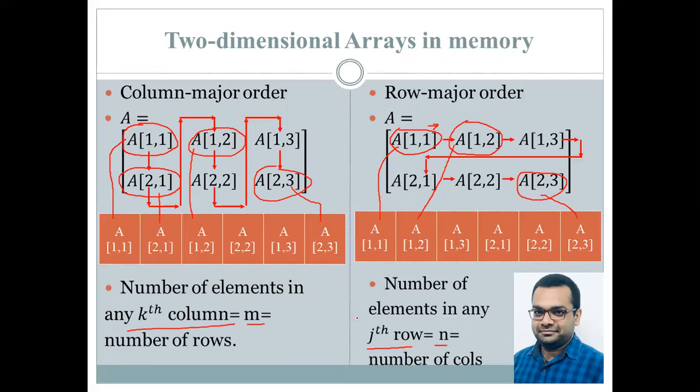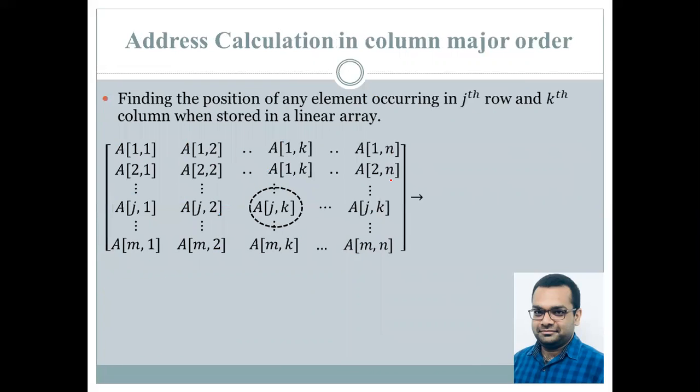Like you can see over here, in the first row there are 3 elements, that is equal to the number of columns. Similarly in the second row, and that is true for all the rows. Now a common challenge that these students face is finding out the location of any ajkth element within an array, either going by the column major order or row major order. So let us see each of these cases one by one.